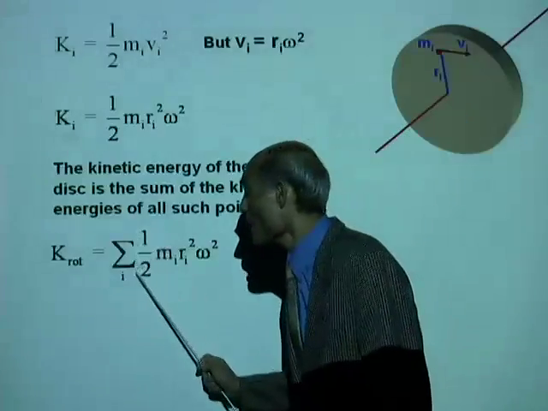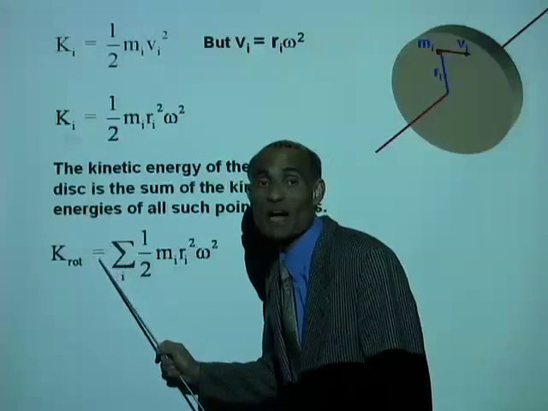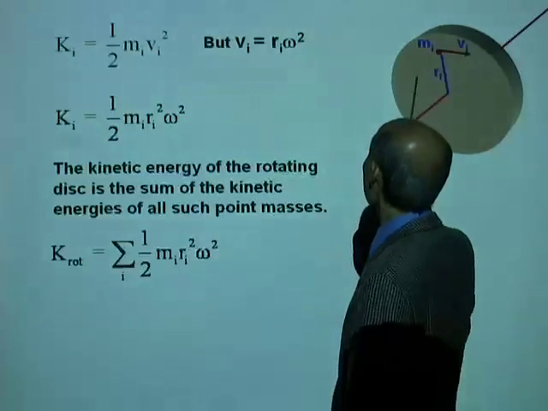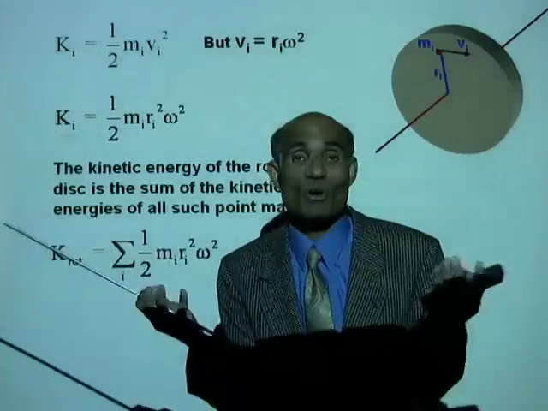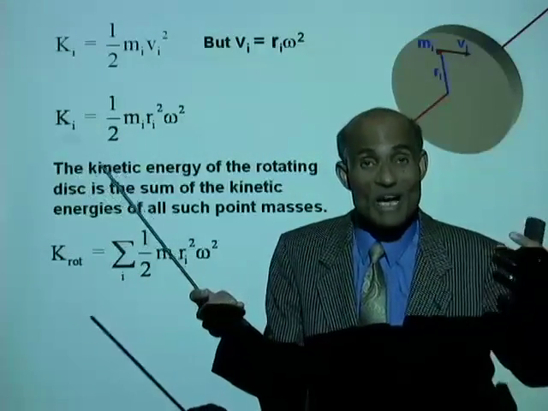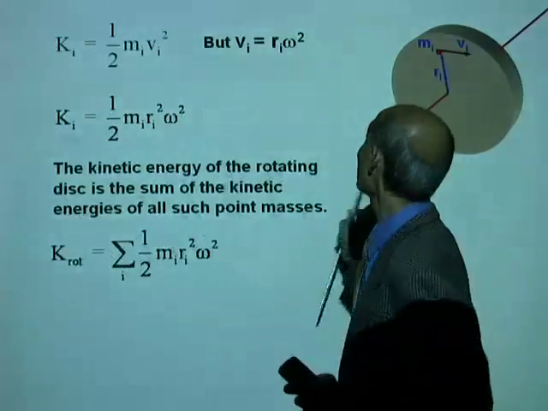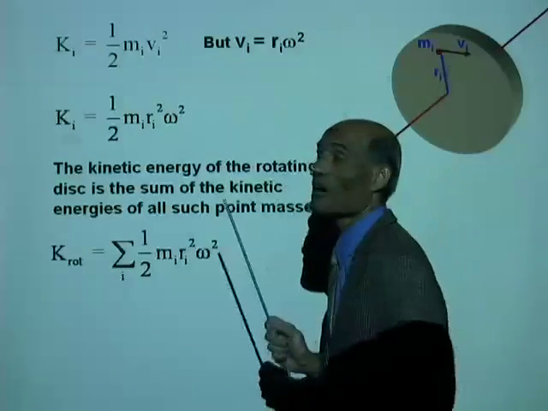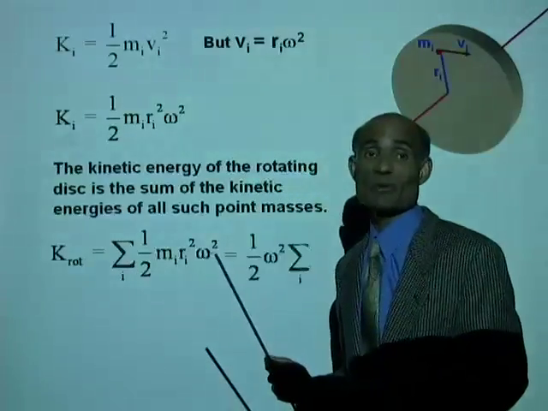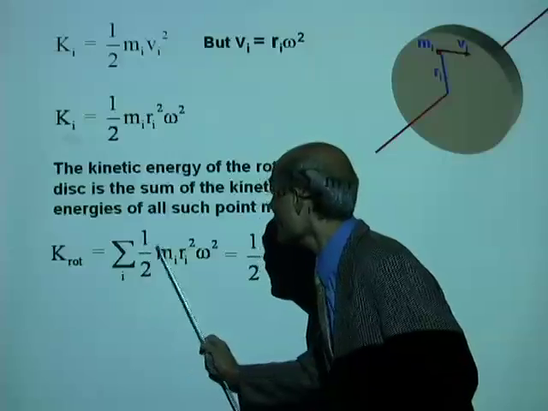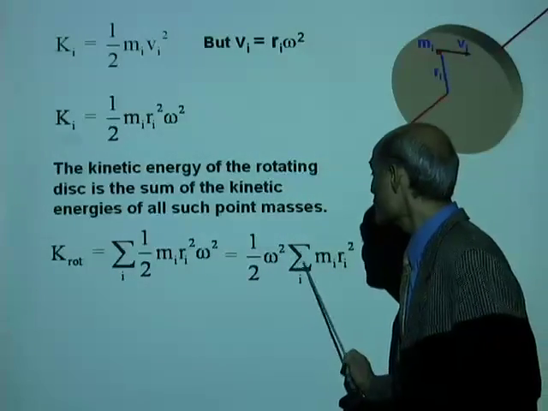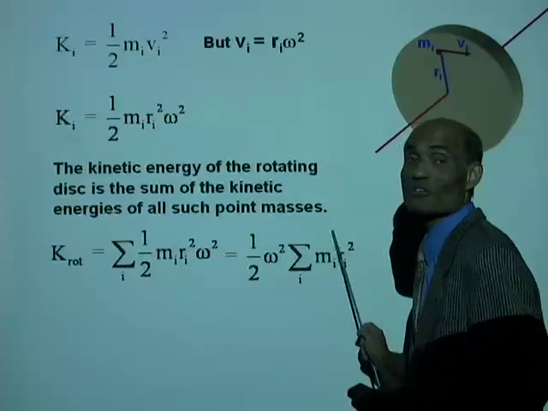Well, this 1/2 is a constant. I can bring it out of the summation. Omega is a constant. For all particles, omega is the same. The angular velocity will not change. Just like alpha is the same, omega is the same for all the particles on the disk. That means that is a constant which we can bring out. This will be therefore 1/2 omega squared comes out, and summation i of mi ri squared.